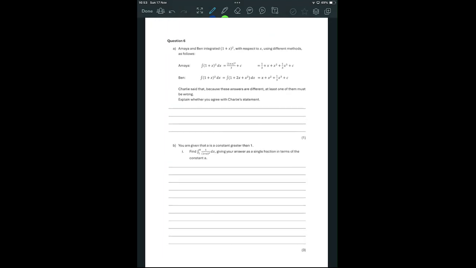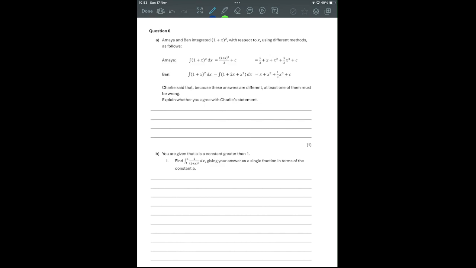Question 6, and they're starting to use these questions more and more, where here are some methods, critique them. So we've got our two characters who have integrated 1 plus x squared using different methods. Amaya's just increased power divided by the new power, but Ben expanded out first. Now it appears that their answers are different because Amaya has a third, whereas Ben does not. And that's what Charlie has noticed. Do I agree with Charlie? No, I don't agree with Charlie.